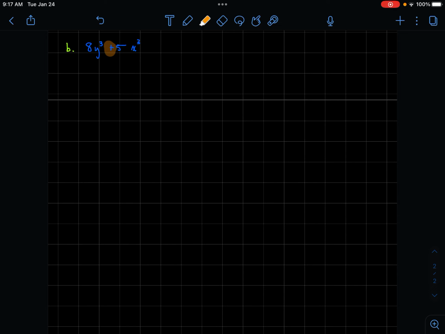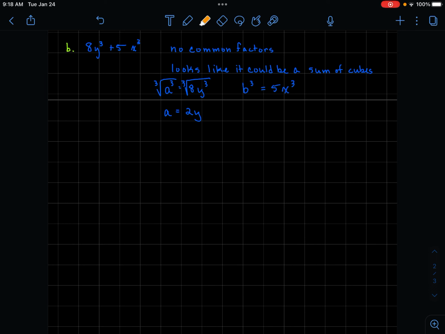Is it a sum or a difference of cubes? Well, I look between the terms, there's a plus sign, so it looks like it could be a sum of cubes. So now let's find the a and the b value. a to the third equals 8y to the third. Cube root both sides. The cube root of 8 is 2, and the cube root will cancel out the third power. So a would be 2y, so all good so far.